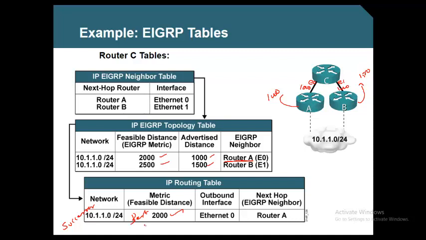We call it as successor. To be a qualified feasible successor, the advertised distance should be less than the successor. 1500 should be less than 2000. Yes, it is true. Because it is true, it is installed into the topology table.